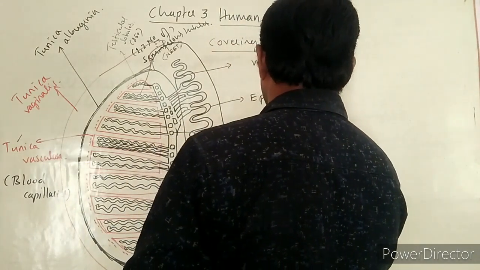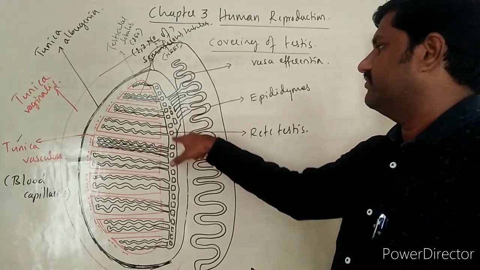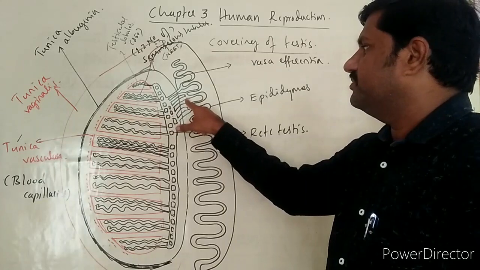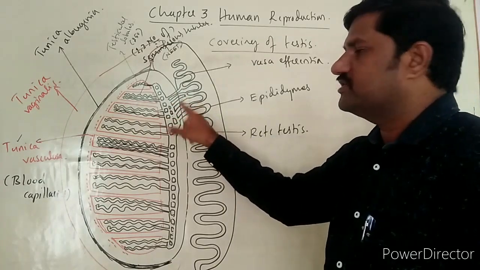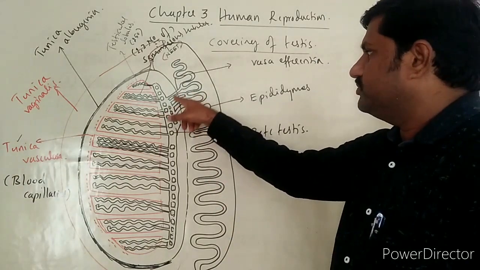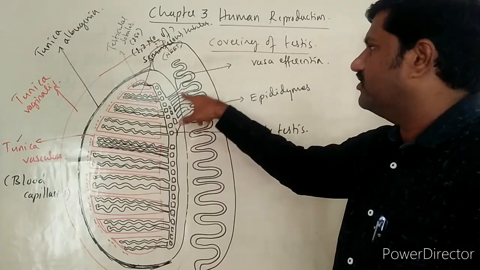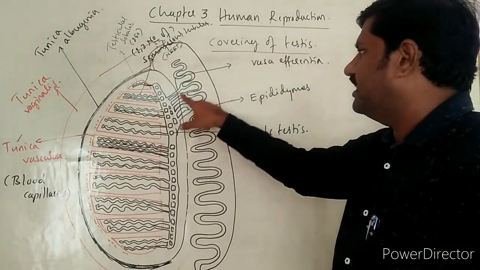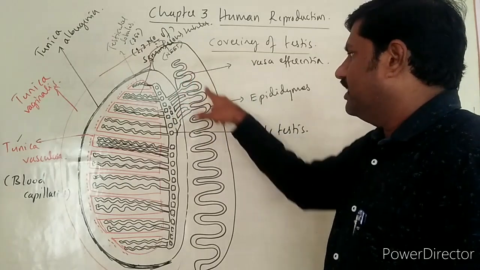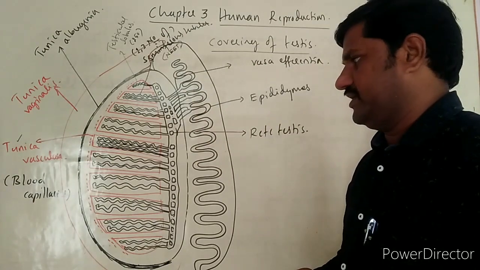Rete testis it is known as, and this rete testis network of tubular structures opens into fine tubular structures, and these fine tubular structures are lined with ciliated epithelium, and they are 2 to 11 in number, altogether called vasa efferentia, and from the vasa efferentia there is an opening into a highly coiled tubular structure called epididymis that takes place over here.